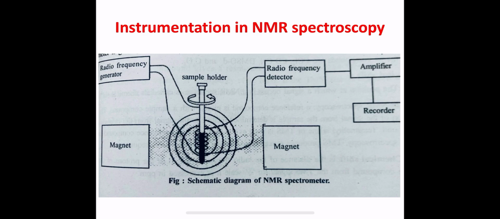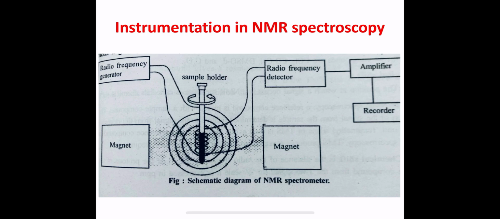And next, a radio frequency generator is required. The sample is exposed to the radio frequency radiation from a radio frequency generator. And next is the radio frequency detector and amplifier. The radio frequency detector is connected here, and to that an amplifier is connected. And next, the last part is a recorder. A bar chart recorder or a computer records the signal from the radio frequency detector. So this is what the instrumentation of NMR spectroscopy describes.